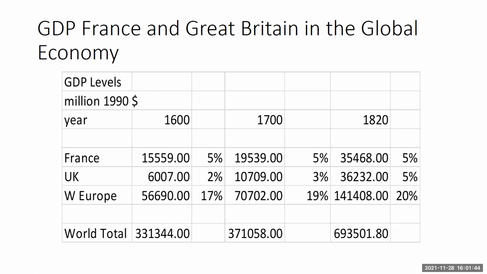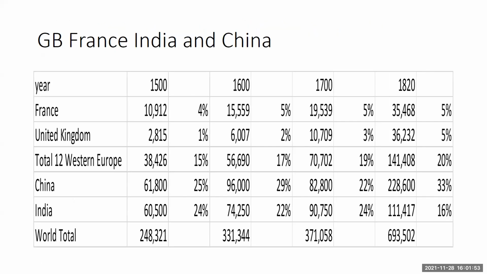Finally, or rather next, let's look at two other contributors to the global economy at this time period, China and India. China and India's economies up to 1820 are by far larger than those of France and Great Britain. Indeed, larger than the total economy of the 12 Western European countries.